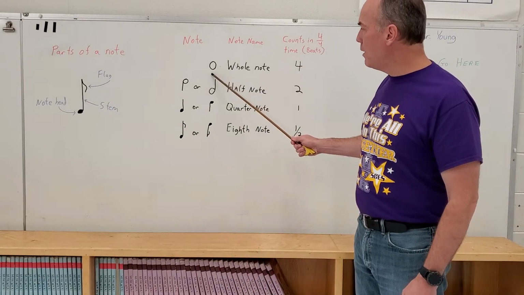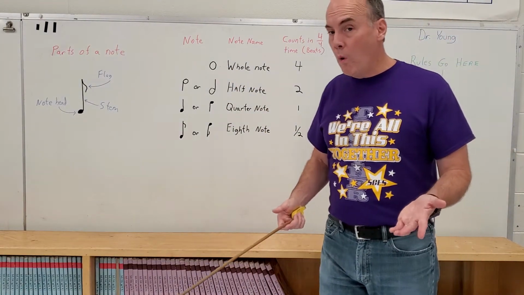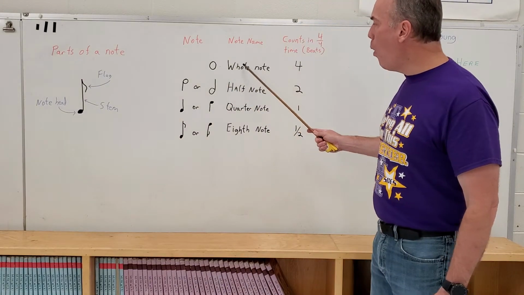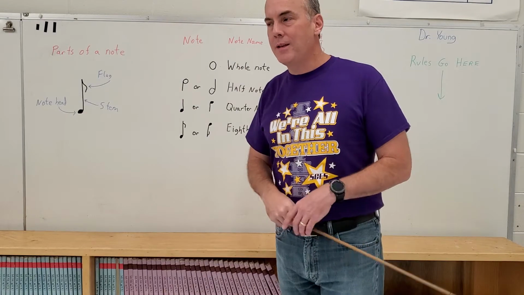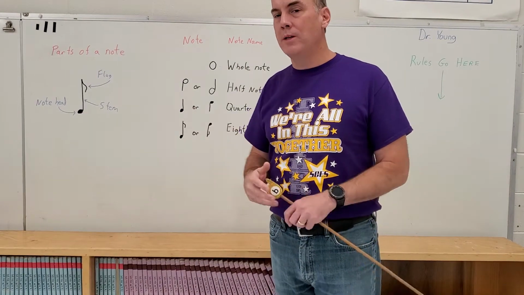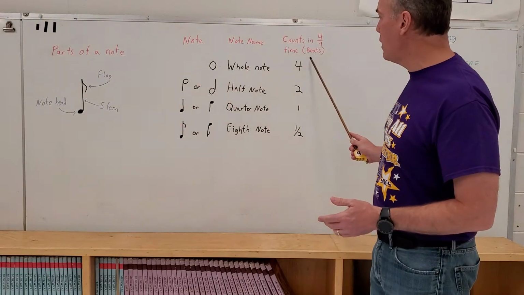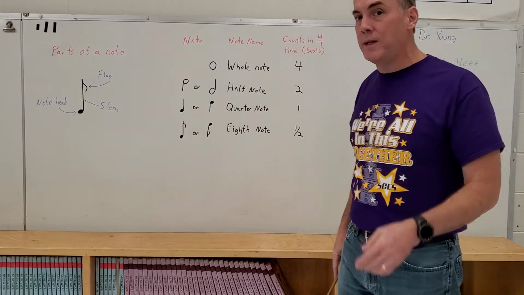So this first one right here, the one that's just a round circle, looks like I drew a hole on the board, right? That's called a whole note, but a whole with a W. It means complete. It takes up the whole measure. And that's why we call it a whole note. So in 4/4 time, the whole note gets 4 beats because there are 4 beats in 4/4 time.